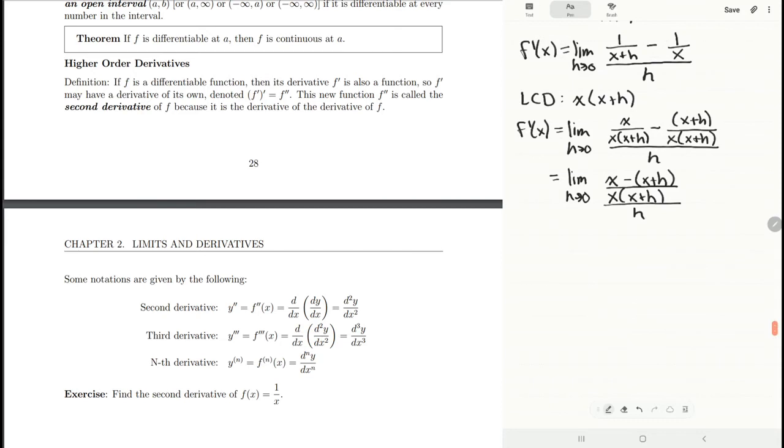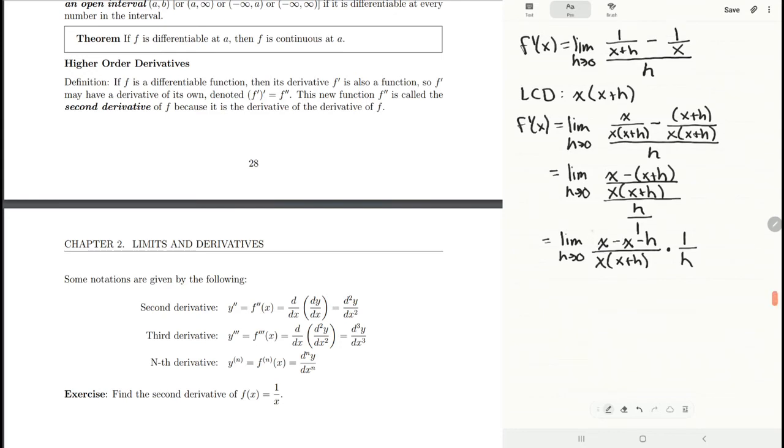And instead of working with multiple fractions, let's simplify it so that we're only working with one by multiplying by the reciprocal of the bottom fraction. So as we're doing this, let's also simplify. We can distribute the negative through the brackets in the numerator. So we have x minus x minus h. This is all over x times (x plus h). And we multiply this by the reciprocal of h over 1, which is 1 over h.